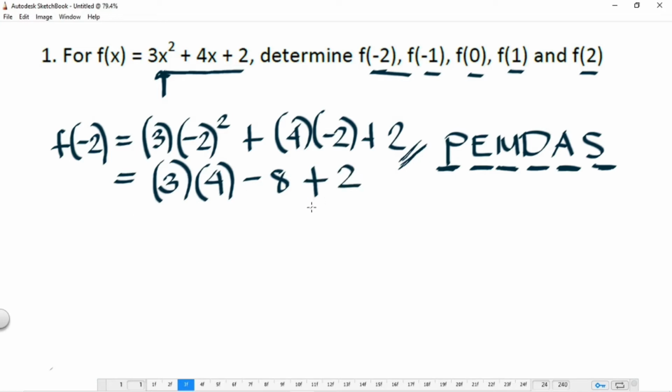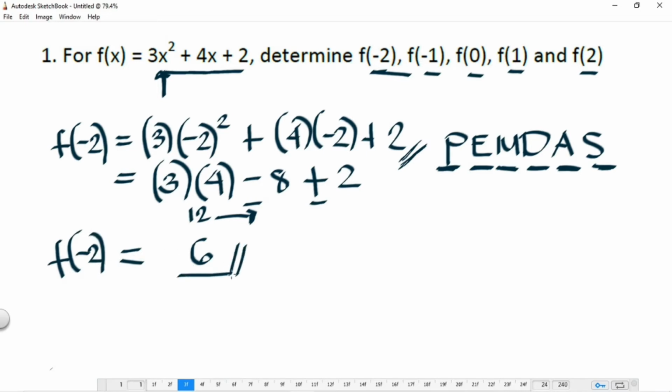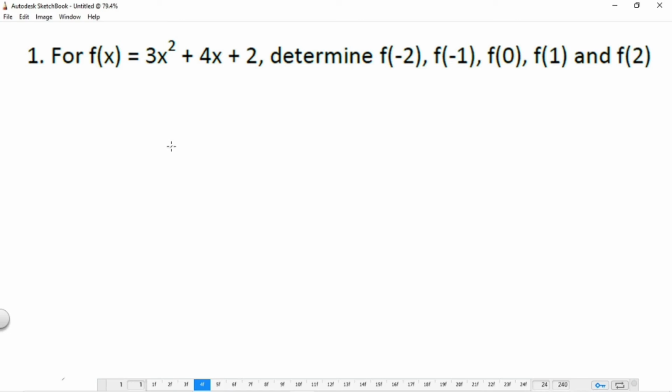If you look at this, the remaining operations are addition and subtraction. And there is a rule that for addition and subtraction, all we have to do is just compute this from left to right. Therefore, 4 times 3 is equal to 12. Let's just compute this from left to right. So, 12 minus 8 is equal to 4 plus 2 is equal to 6. Therefore, f of negative 2 is equal to positive 6.